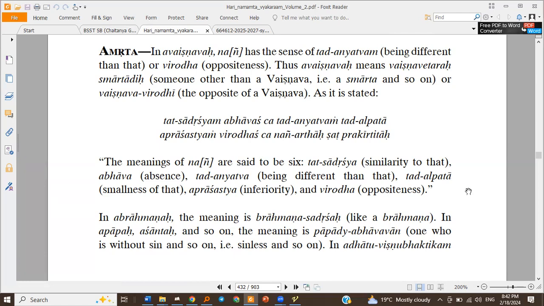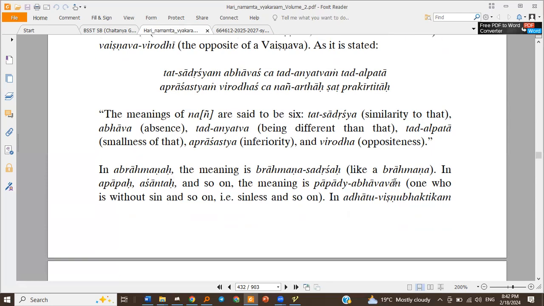Okay, so these were the six meanings of Nai. Generally, mostly we see the usage like abhav, and tadanyatva we see, virodha we see. Yeah, these three are mostly used: abhav, tadanyatva, and virodha.